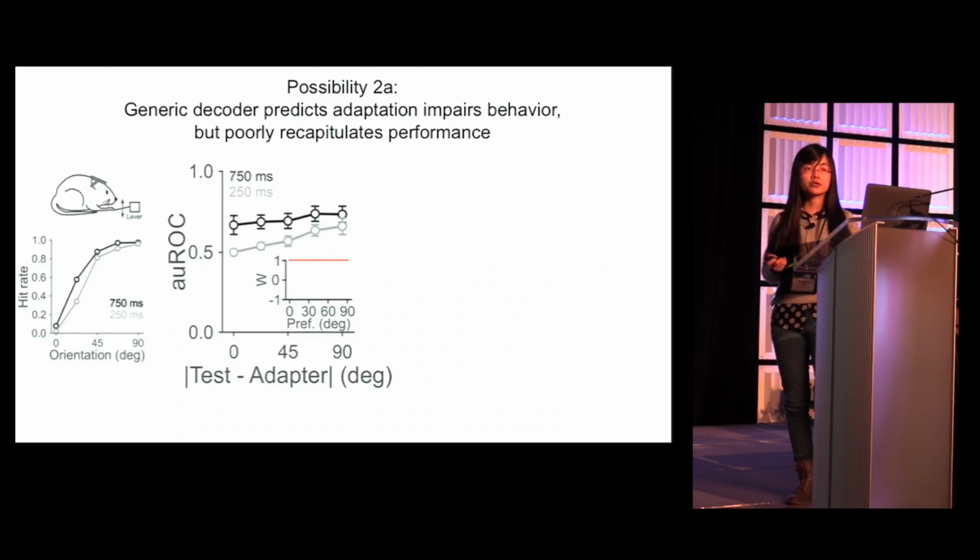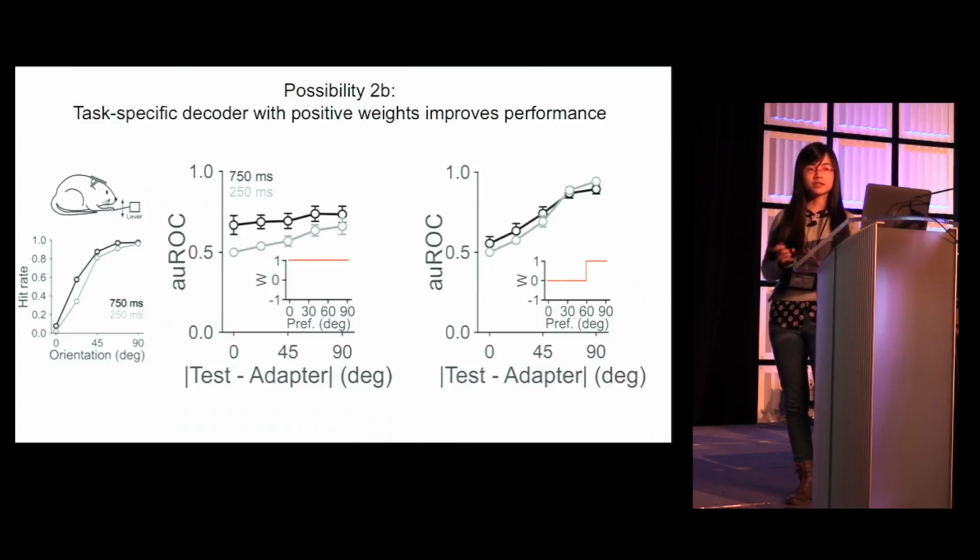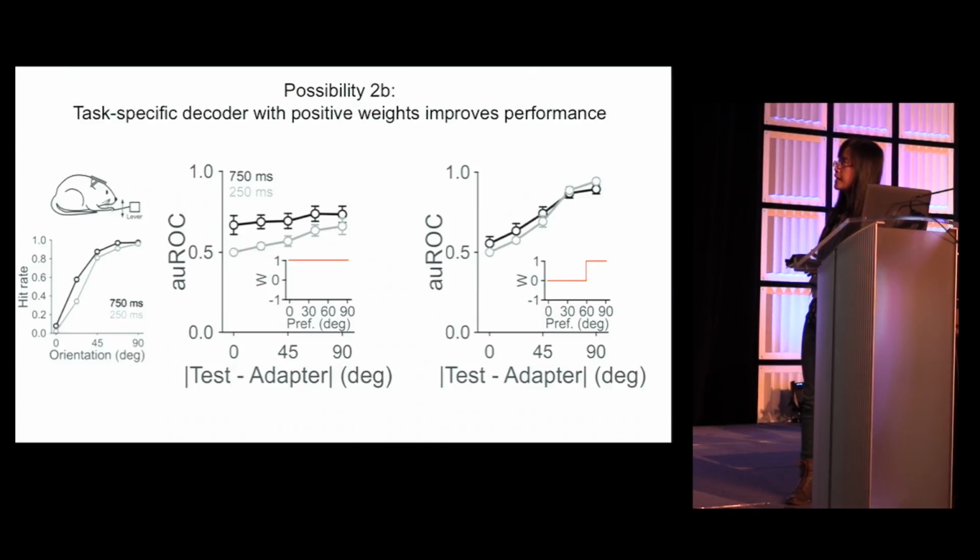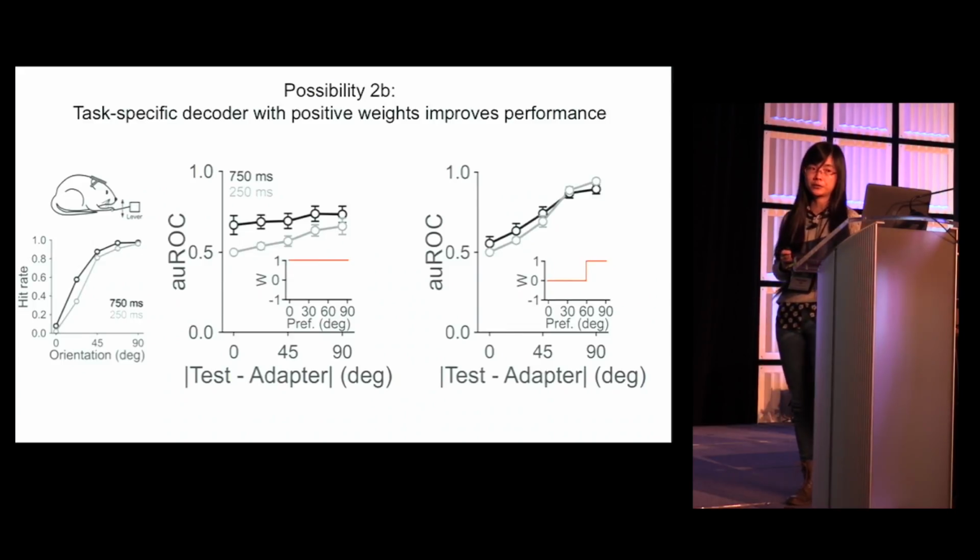Maybe they preferentially weight the target-preferring neurons. So we modified this model by setting the weights to one for neurons that prefer orientations bigger than 60 degrees, like bigger target changes, and setting the weights of neurons preferring other orientations to zero. This modestly improved the model, steepening the neurometric functions while still retaining the direction of the effects of adaptation.